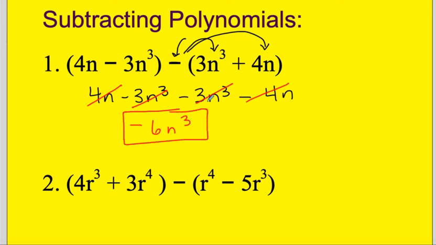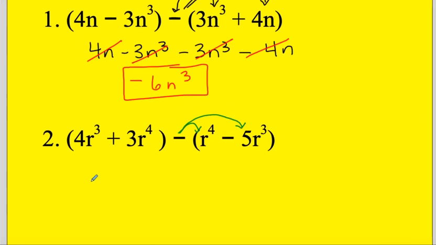All right, we have one more here. We have 4r cubed plus 3r to the fourth minus the quantity r to the fourth minus 5r cubed. Again, we can't just drop the parentheses. We have to distribute that negative through. We have to make everything in that second set of parentheses its opposite. So that's going to give me 4r cubed plus 3r to the fourth minus r to the fourth and then plus 5r cubed.